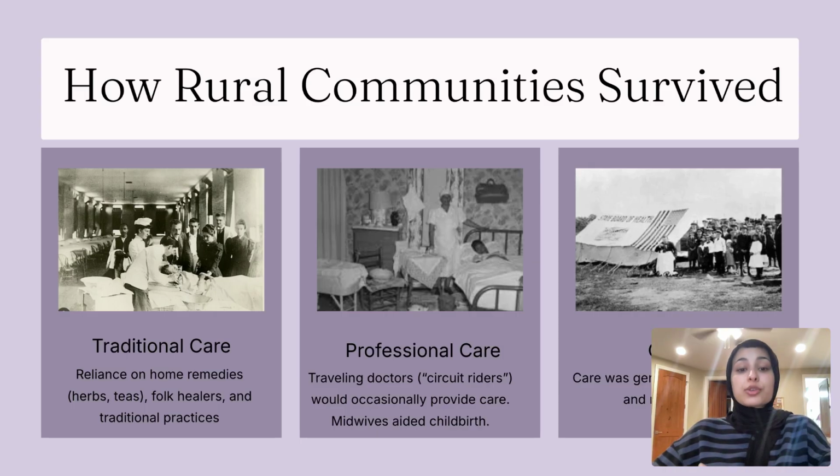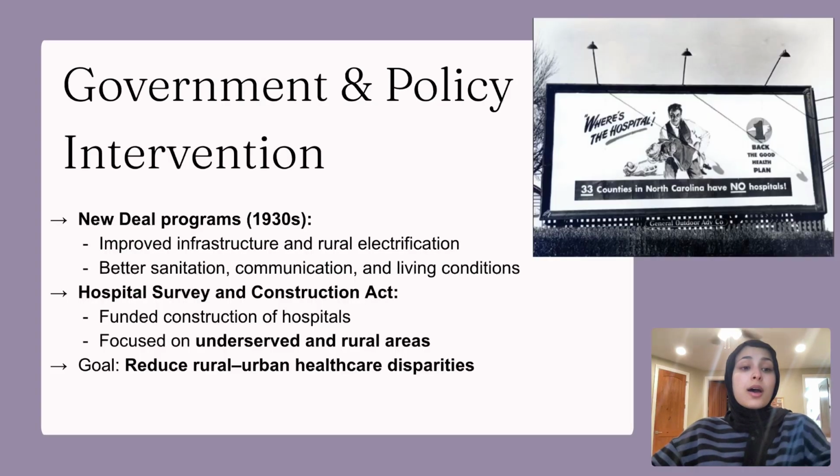How did rural communities survive? Rural communities survived through several processes, even though they didn't have professional medical care. One was traditional care, through home remedies like teas, herbal treatments, and homemade ointments. There was also some professional care: traveling doctors, called circuit riders, would come through different Western towns, and midwives aided with childbirth. Overall, care was just inconsistent. There weren't any specific guidelines. It was almost everybody for themselves.